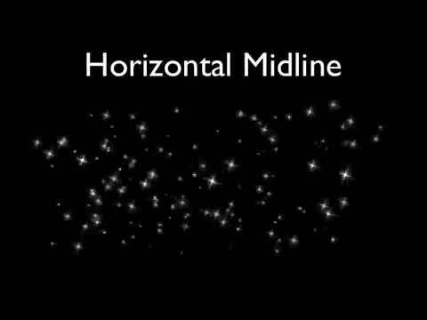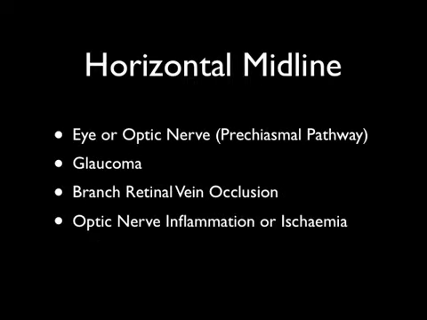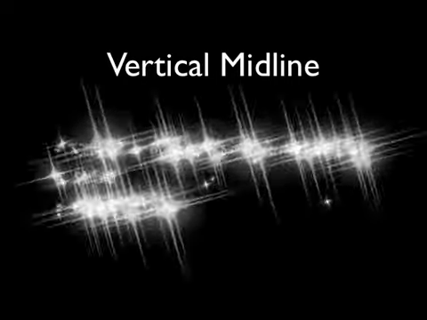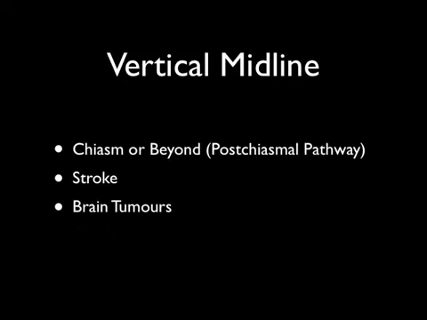Field defects which respect the horizontal midline usually arise from the eye or optic nerve. Causes include glaucoma, branch retinal vein occlusion, optic neuritis and optic nerve ischemia. They should be assessed by an eye specialist. Field defects which respect the vertical midline may arise from the optic chiasm and beyond. Causes include stroke and brain tumours.